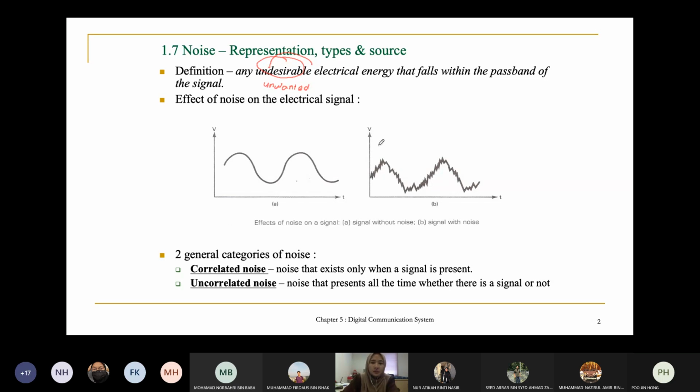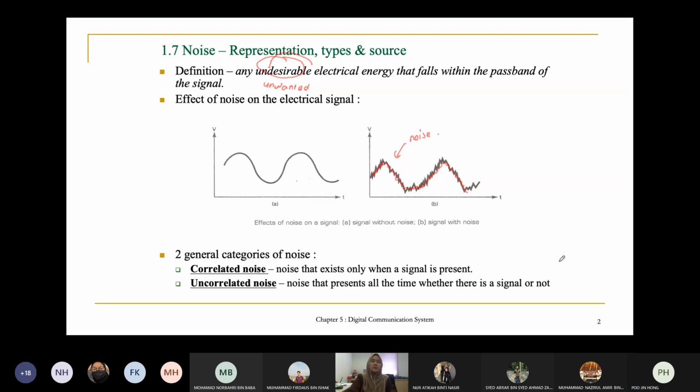If you look at this figure over here, it shows the difference between a signal without noise and a signal with noise. The first figure is a sinusoidal wave, a sine wave, and this is a signal without noise. But if you have noise in the system, you still get the sine wave, but you can see that it is not a smooth line. Okay, so this is what we call noise.